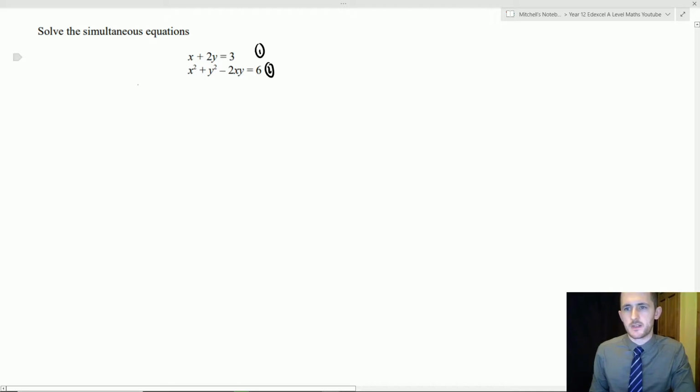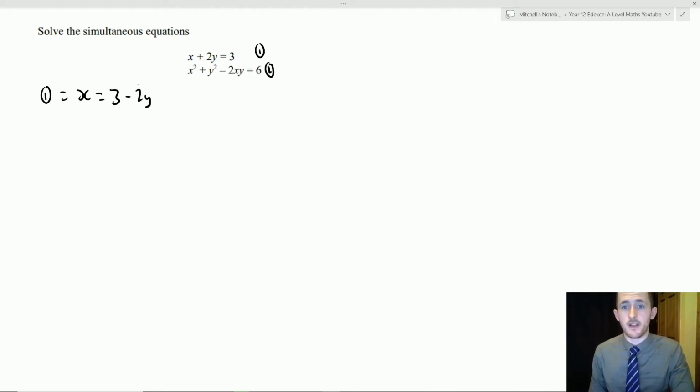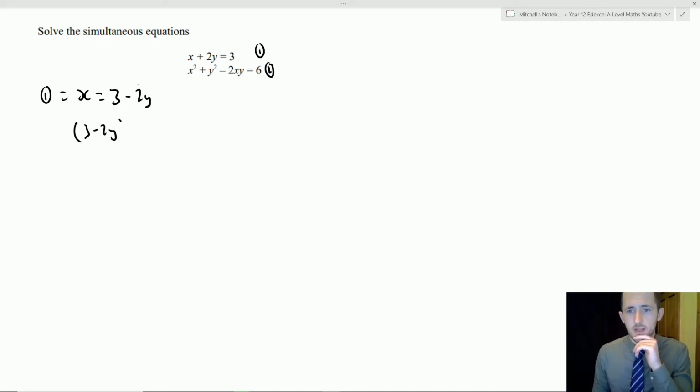I have two equations. I think it's easier to rearrange equation 1 for x to be x is equal to 3 minus 2y, personally. Again, it doesn't matter which one you rearrange, or well, it does matter which one you rearrange. It doesn't matter if you rearrange for y or x. Okay? And I'm going to sub it into equation 2. So we have (3 minus 2y) squared plus y squared minus 2(3 minus 2y)y equals 6.